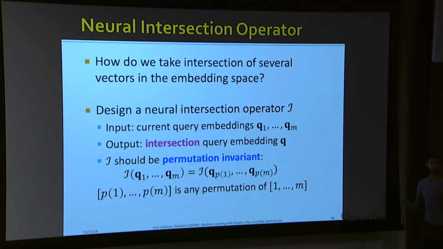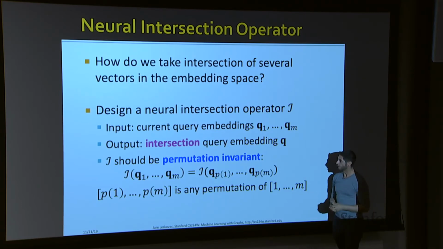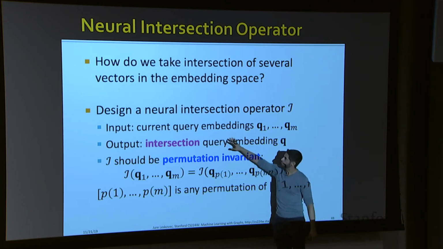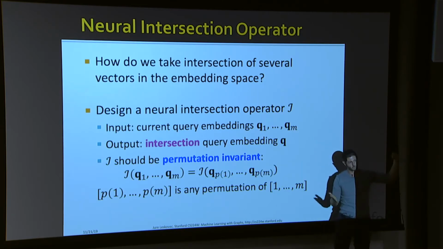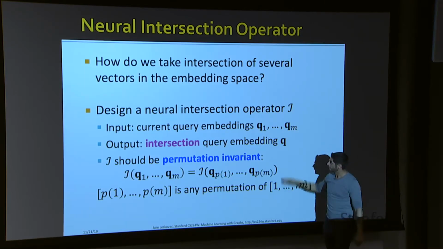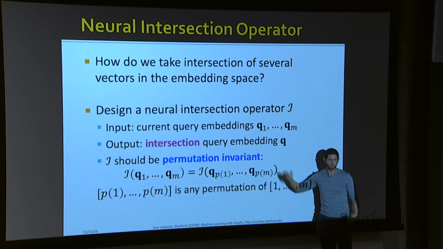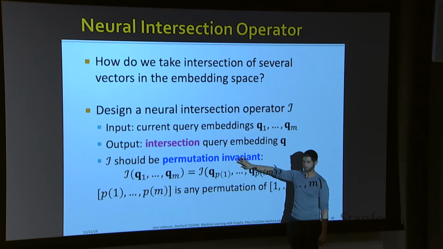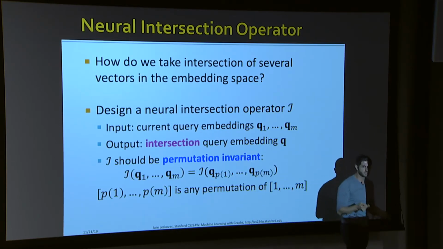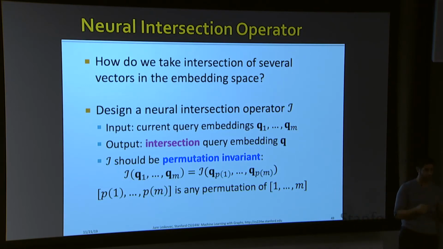So we need a neural intersection operator. We need something that allows us to define what it means to find the intersection between two vectors. And how do we want this architecture to look like? Our input is all the query embeddings. We saw two, there could be n of them. We don't care how many relations we have at the beginning. Our output is the intersection of these query embeddings, and there is one very important property that this architecture has to have: it needs to be permutation invariant. What it means, if you think about it, is that the intersection of A with B or B with A has to be exactly the same.